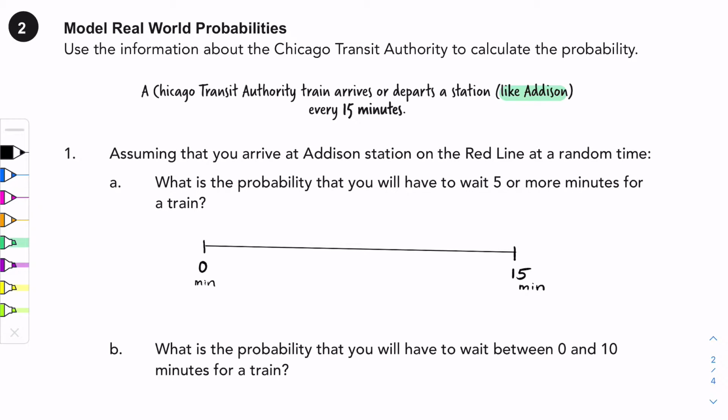Since the train arrives every 15 minutes, this number line will repeat over and over and over. Because part A is asking what is the probability you will have to wait 5 or more minutes, let's break our number line into increments of 5. So we have 0, then we'll do 5, then we'll do 10, and then lastly we have 15 minutes.